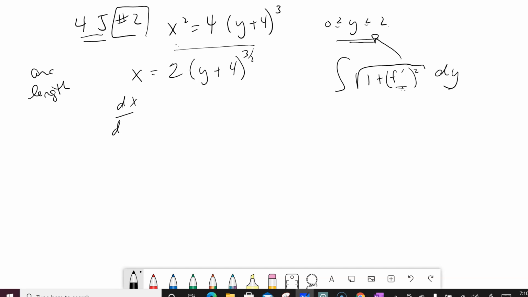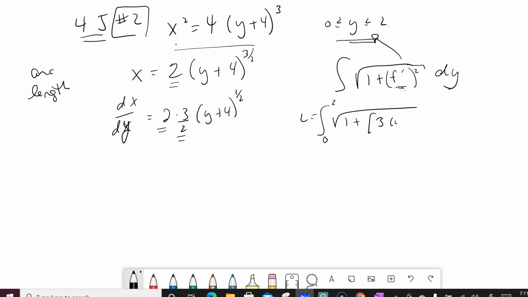Now let's go find dx over dy. I'm going to write the 2 down, bring the 3/2 down, (y plus 4) to the 1/2. Again, the most mistakes are made in the derivative, so be really super careful. Carry the 2, write the 3/2 down so that you don't inadvertently flip a number. So that's going to be my derivative, which turns out to be 3 times that. So the arc length will be from 0 to 2 of the square root of 1 plus, and I'm going to have 3 times the square root of y plus 4, and that all gets squared, dy.